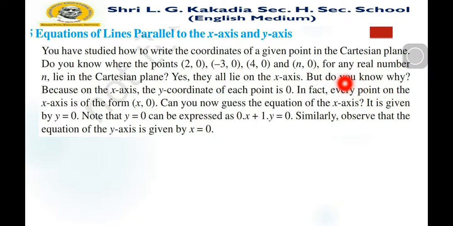But do you know why? Because on the x-axis the y coordinate of each point is 0. In fact, every point on the x-axis is of the form (x, 0). Remember, every point lying on the x-axis has coordinates (x, 0). Similarly, if the x coordinate is 0 and a y coordinate is given, then the point lies on the y-axis.